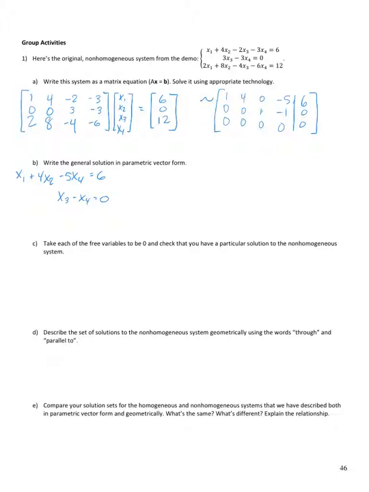Okay, so which variables are free? My basic variables are ones that have a pivot. So I'm going to underline my pivots. Pivots are the first non-zero entry of each row once you're in reduced row echelon form. So my basic variables are x1 and x3, the columns that contain the pivots. My free variables are x2 and x4.